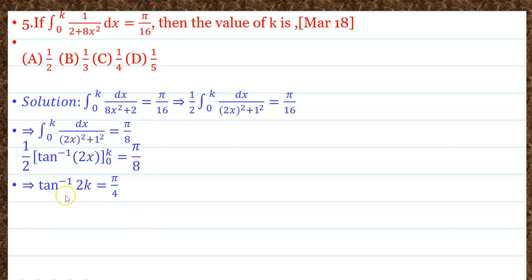Okay. आता tan inverse of 2k is equals to pi by 4. ते simplify करणार. 2k is equals to tan of pi by 4 and tan pi by 4 is 1. And therefore 2k is equals to 1. Therefore k is equals to 1/2 and therefore मग कुठला आन्सर असणार तर ऑप्शन ए इज अ करेक्ट वन.